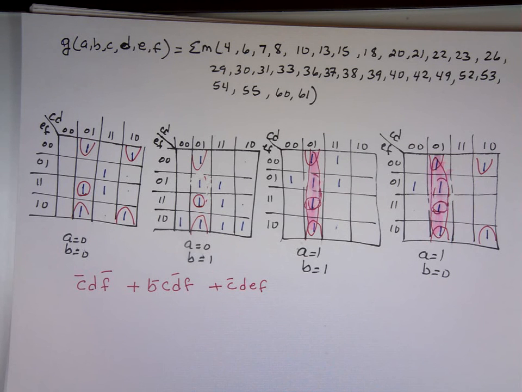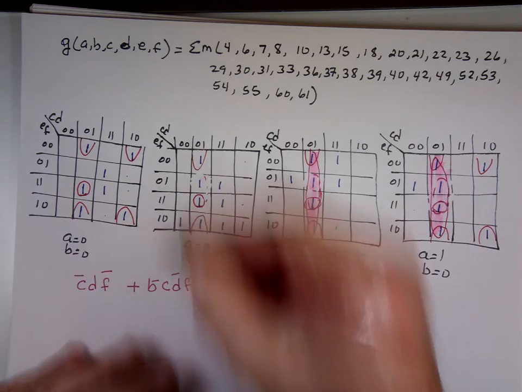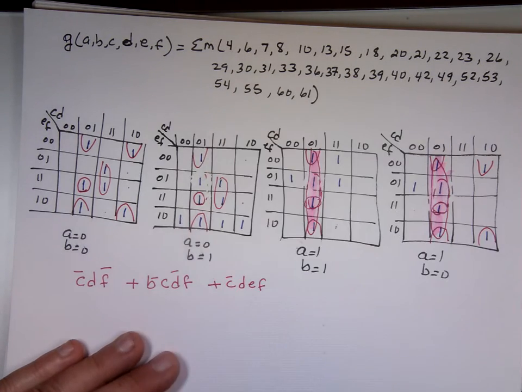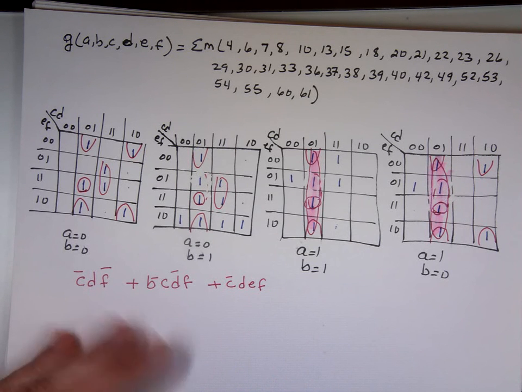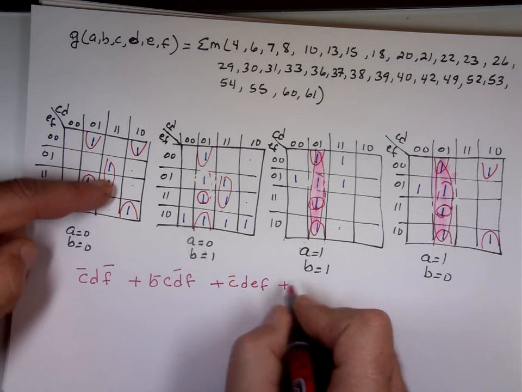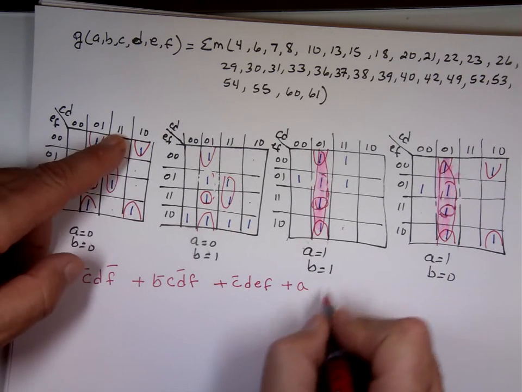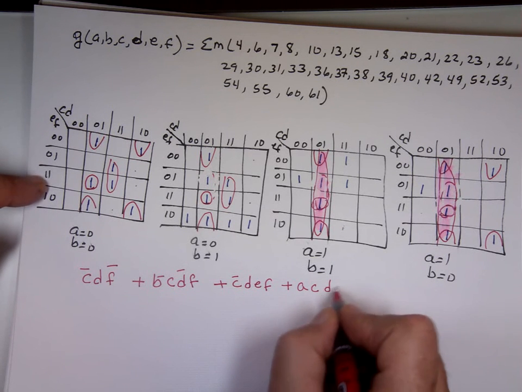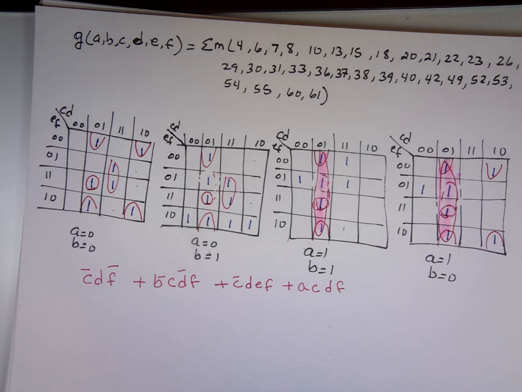Now, I can take these two together. That will give me what? A is 0, B is changing. C is 1, D is 1, E is changing, F is 1. You forgot to put A bar. A bar, thank you.